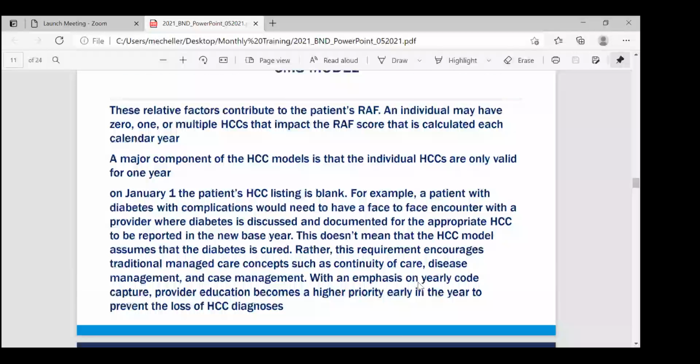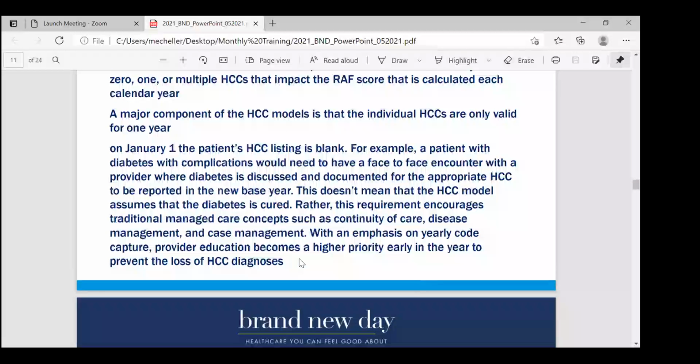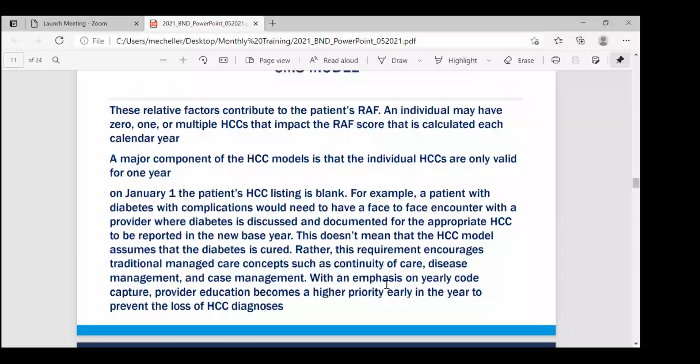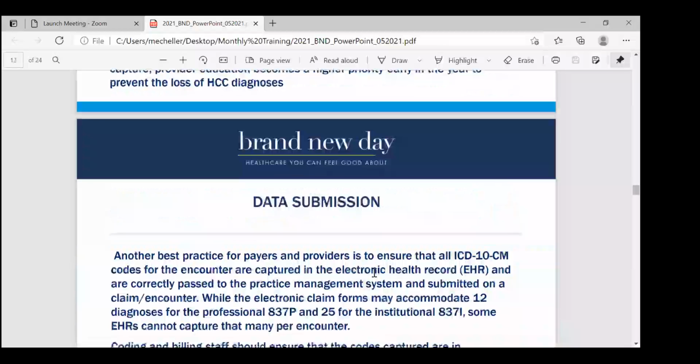So the focus here is yearly code capturing and education. So provider education, making sure that our doctors are aware of what the new diagnosis codes are that will be added to the models. We know that dementia was added to the model. CKD stage 3 was added to the model. So being vigilant of which codes are new to the model, which codes we can now report, making sure that we take a look back at those conditions that were now added to the model in order to capture new HCC codes for upcoming sweeps.